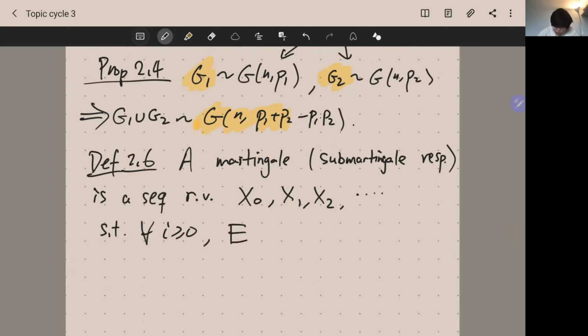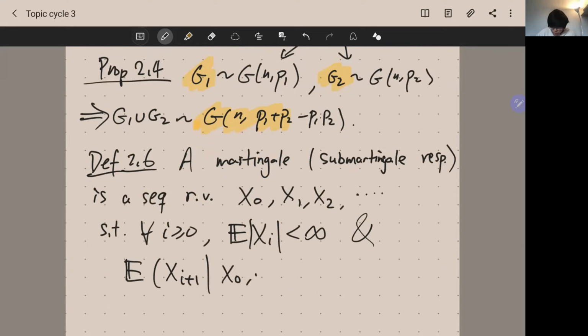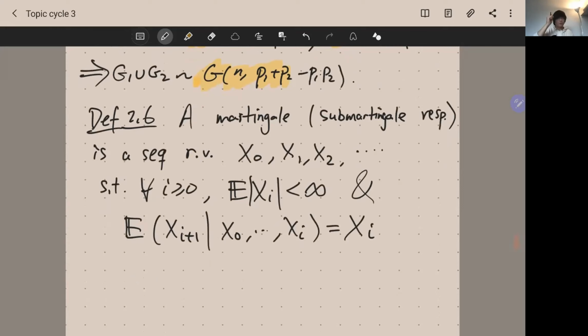First of all, we need that these are integrable, so they all have finite expectation. And the important property is that the expectation of the next state, given all previous states, equals just the one state before. It has nothing to do with x_{i-1} or anything before that. In particular, we will actually use a submartingale, which corresponds to this: the expectation of the next state is at least x_i instead of equal to x_i. So the expectation of the next state is at least as big as the previous state x_i.